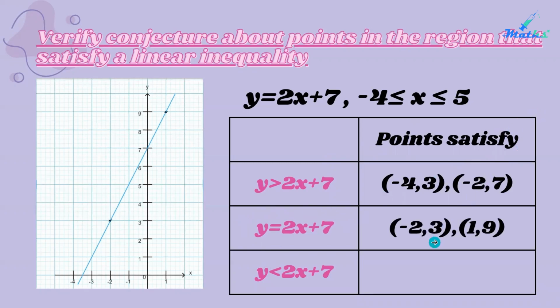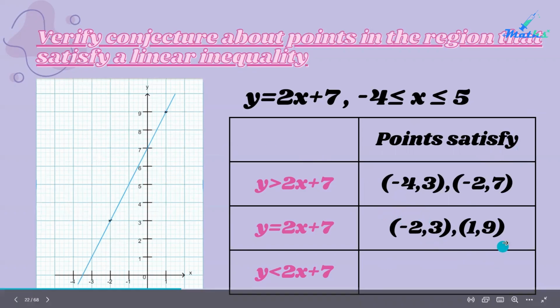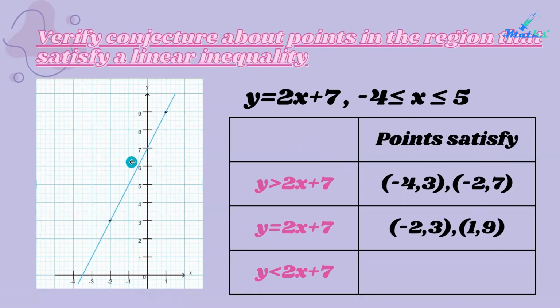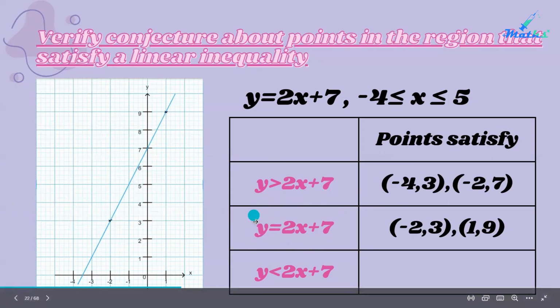So this is the point that I choose: (-2, 3), (1, 9). So the points on the line are all equal to. When you choose the point, you should see the line which is on the top of the line. So this is y equal to 2x plus 7.